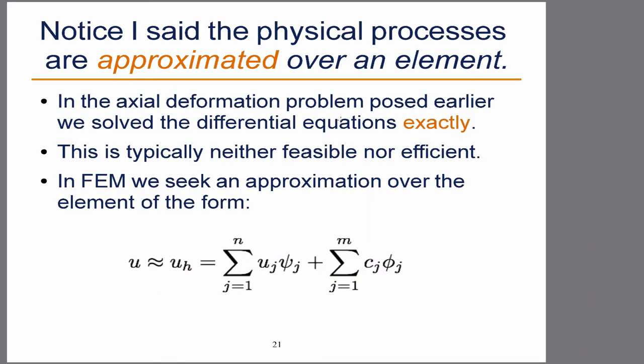And again, I said that the physical process is approximated over an element. So that's a little different than my example. In my example, we actually had a known analytic solution over those little pieces, and we just wrote it down. But in the finite element, we actually will approximate the solution. And the way we'll approximate it is typically we'll have some unknown U's at discrete points j, those would be the nodes, okay, times some basis functions, so some approximation functions. Those are typically linear or quadratic polynomials, but you could actually use anything you want to do that. And then you could also have some additional enrichment terms that we won't talk about in this class.